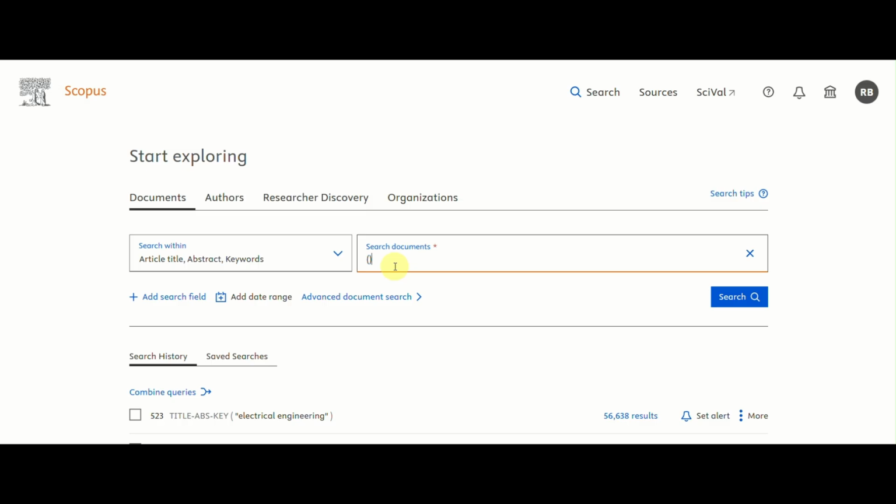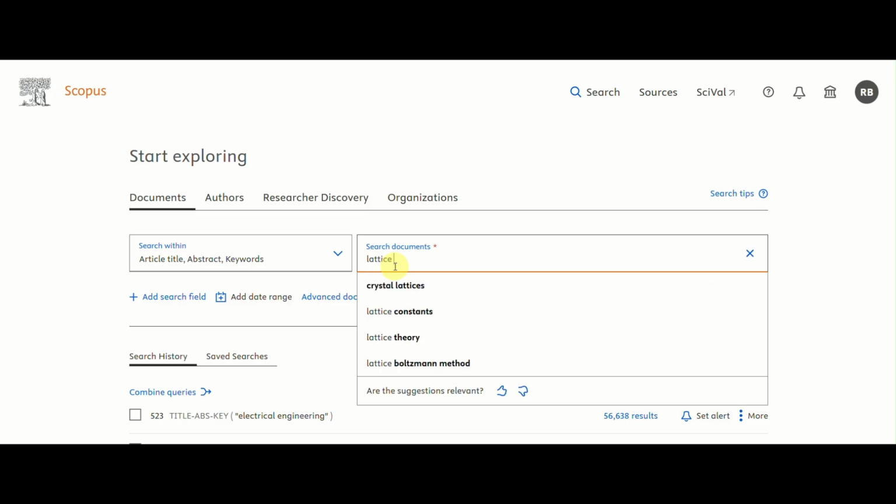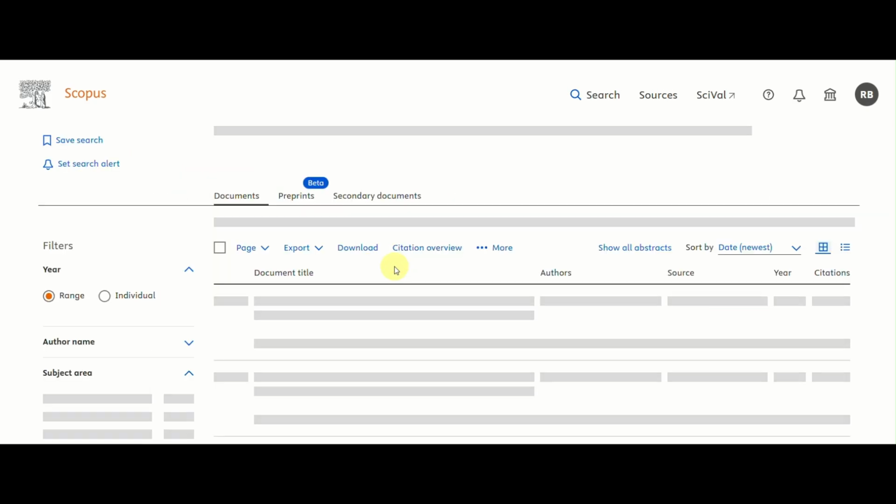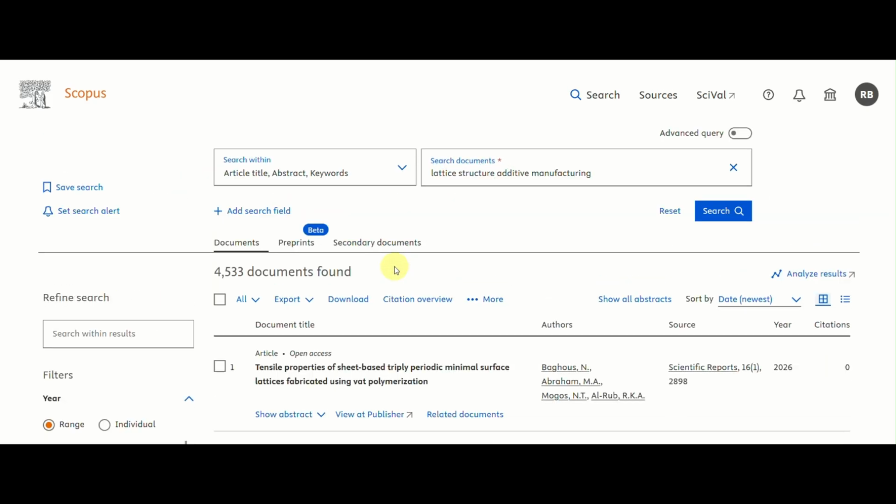Let me show you one more thing. In our previous example, we have two research topics: one is structure, another is fabrication. For structure, we have the keyword lattice structure, and the second area is additive manufacturing. Let's see what exactly is going to happen. What do we observe here?